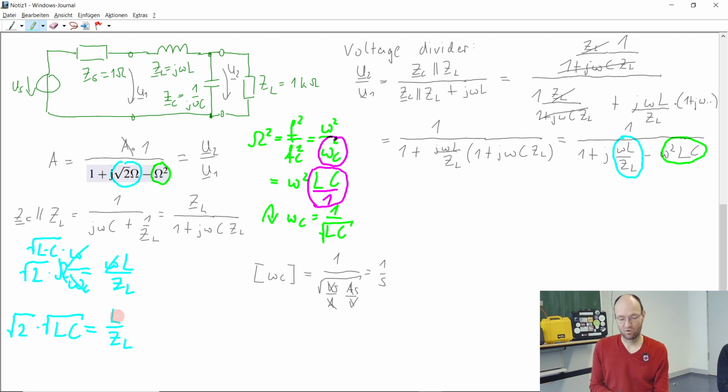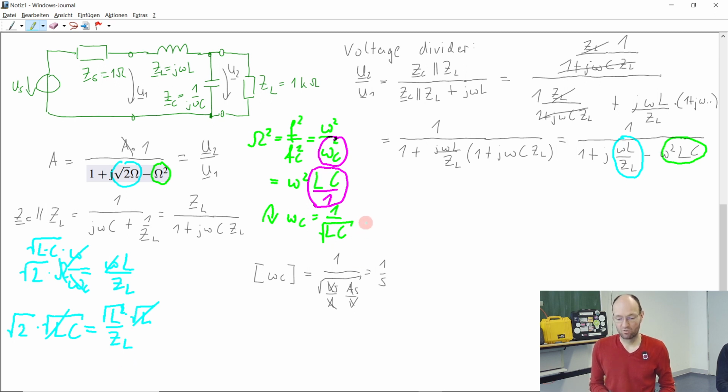So what I would probably do is rewrite here on this side this, for example, as L square root of L squared. And so then we could also rewrite this L as square root of L times square root of L. And so then we could cancel one square root of L.